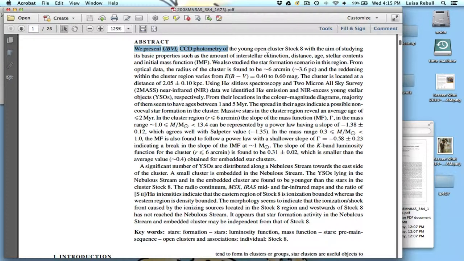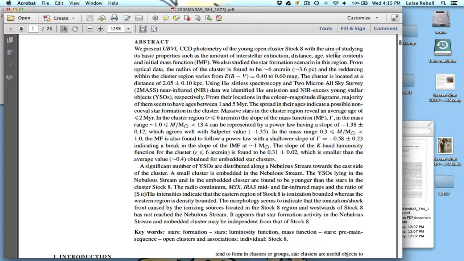Fabulous. This is a gold mine for what we're doing, because we are going to be getting J, H, and K and Y photometry of this region, which are all longer wavelengths than I. And so if they can give us UBVRI photometry, that's fabulous, because that's going to help us a lot in understanding what the nature of the sources are that we're looking at.